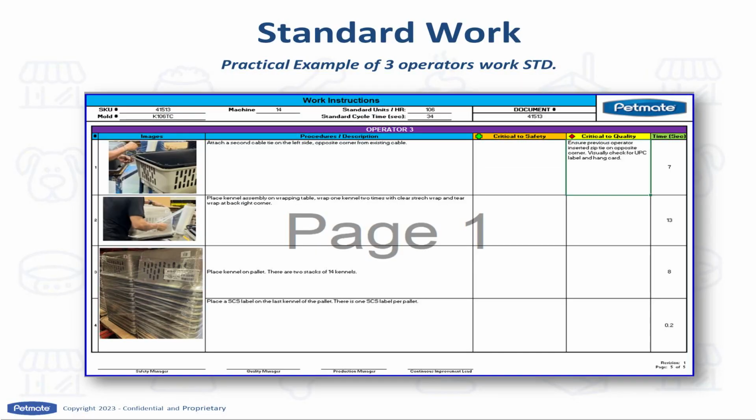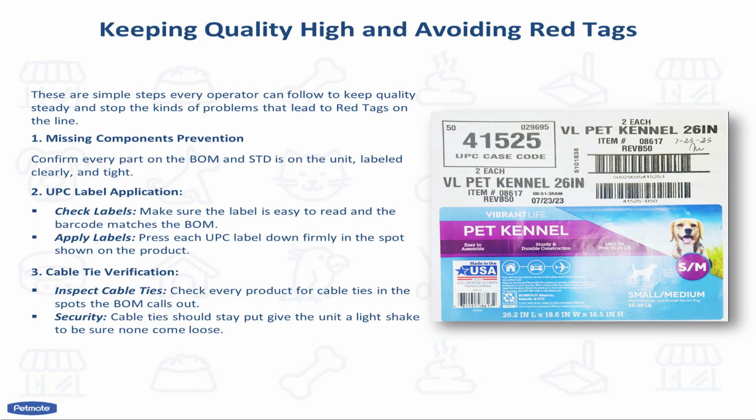To maintain high quality and avoid red tags, follow these simple steps. They help catch issues early and keep production smooth. Understanding defect categories helps in identifying and addressing issues quickly. This ensures a smooth production process and high quality output.